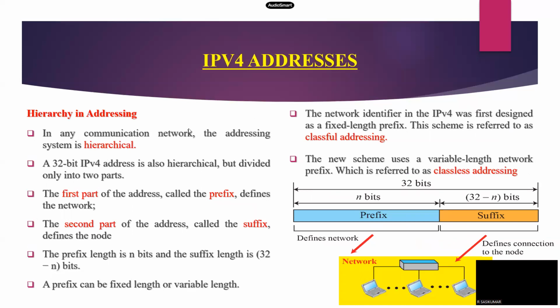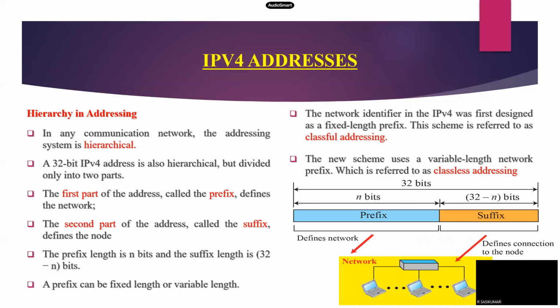So the IPv4 address, it is also called what? A hierarchical address. A 32-bit IPv4 address is also called a hierarchical address, divided into two parts. The first part is called what? A prefix. The prefix always defines the network part, and the second part is called what? Suffix. The suffix defines the node. On the right-hand side, we have one structure format. Within the 32 bits, we have two partitions. The left-hand side, the blue-colored shading, is called what? A prefix, and the right-hand side is a suffix. The prefix defines the network. The suffix defines the number of nodes available in that network.